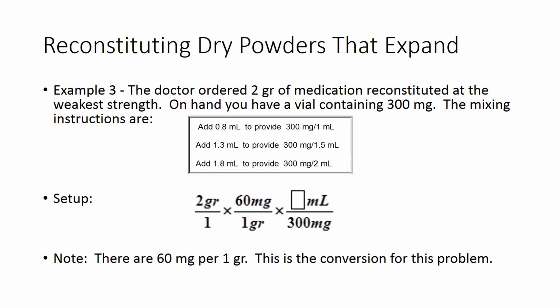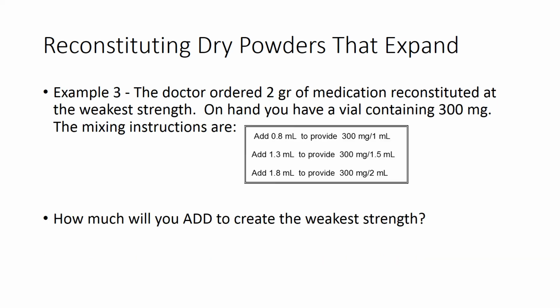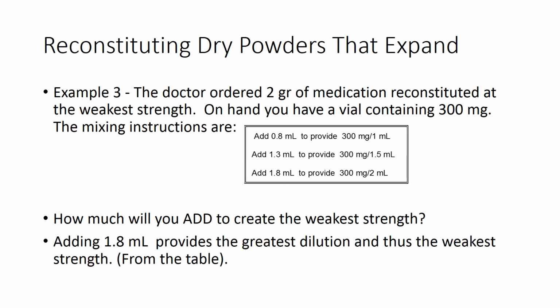Now they've said that they want to use the weakest solution in this problem. So our number of mL that we're going to be adding is 1.8 mL. So with that, we now update our equation: we have to add an amount to make it weakest, which is going to be 1.8. So you're adding 1.8 mL to provide the greatest dilution, thus the weakest strength. And you read that directly from the table. There's no actual calculation yet.